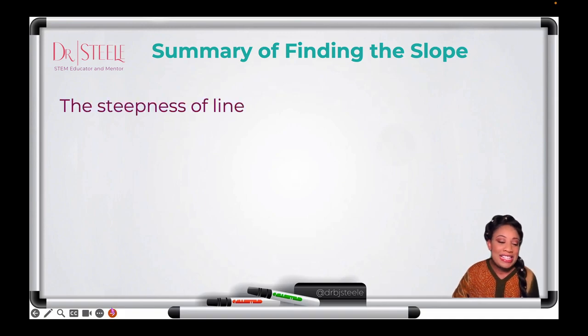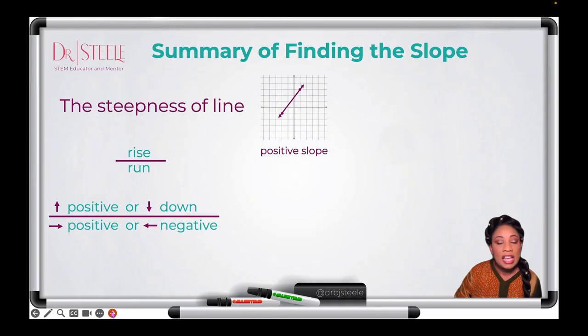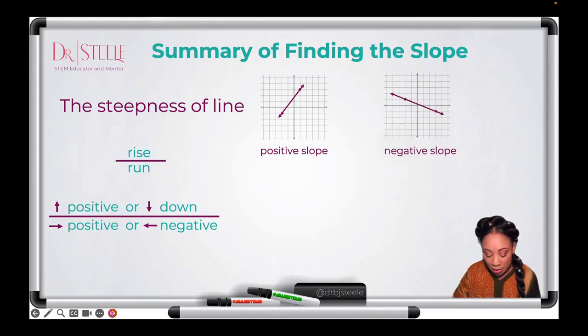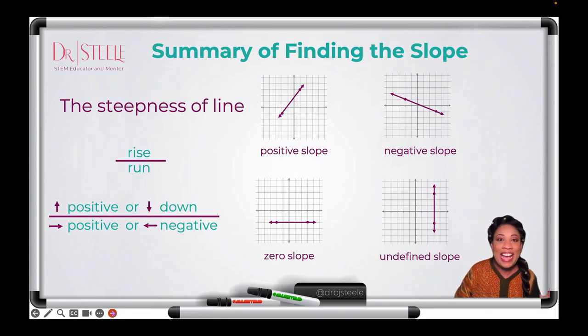Okay, so, summary. The slope is the steepness of a line. It is rise over run. Again, if you go up, it's positive. If you go down, it's negative. If you go to the right, it's positive. If you go to the left, it's negative. If we go up, and while we're going, keep in mind this is going to the right. So if we're going up and to the right, it's positive. If we're going down to the right, it's a negative slope. If it is horizontal, it's a zero slope. Now wait, if it's vertical, it's what? Undefined. Vertical lines are undefined.